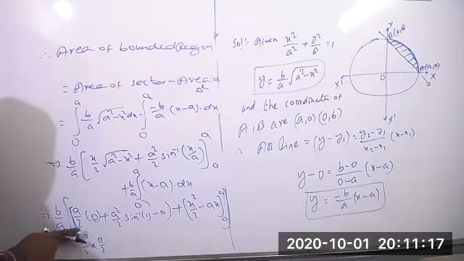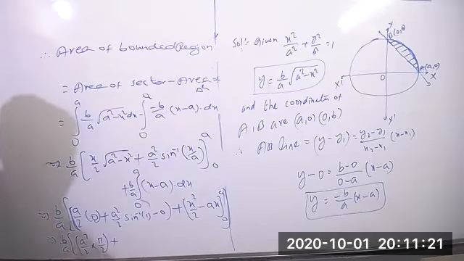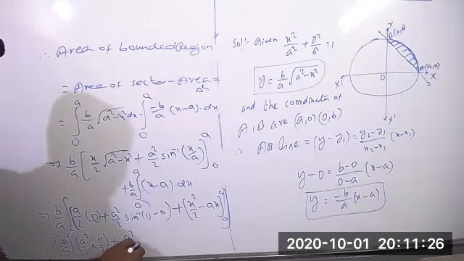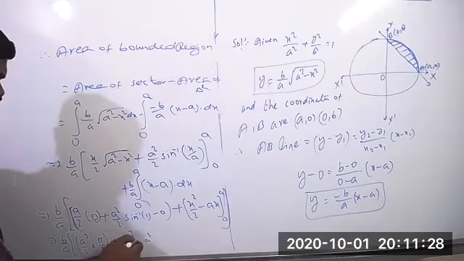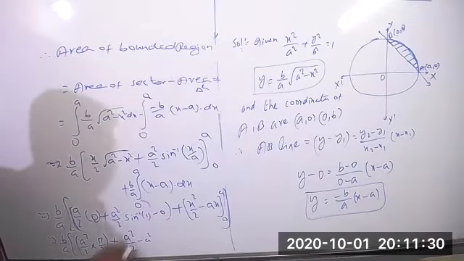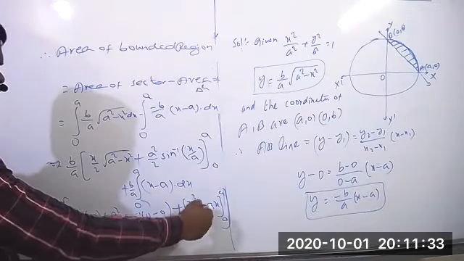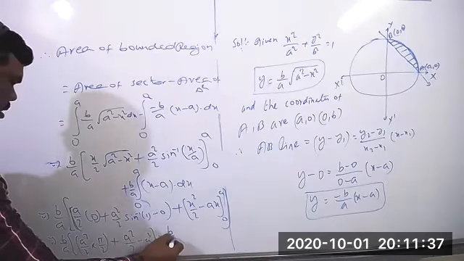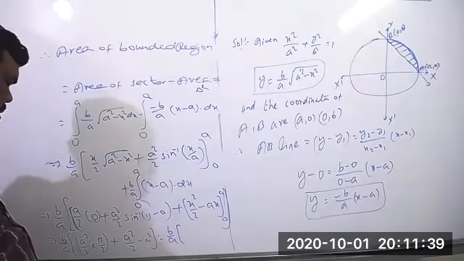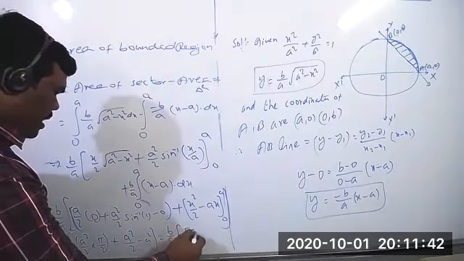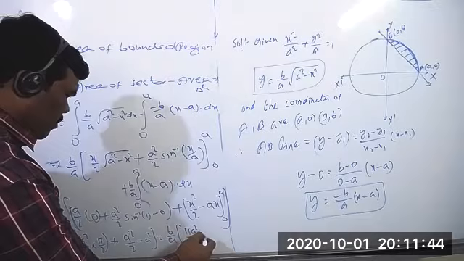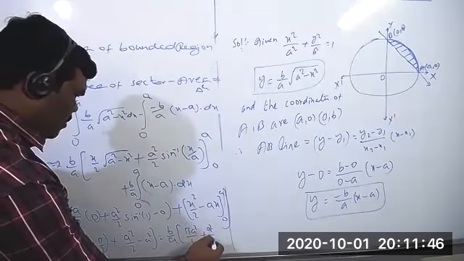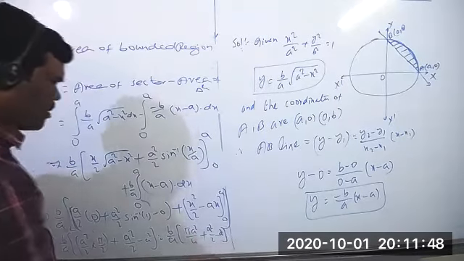pi by 2, plus upper limit minus lower limit. Here also we get a square by 2 minus a square, minus the lower limit clearly 0 by 2 equal to 0, and a into 0 equal to 0. So this is only remaining now. You can simplify that: b by a into pi a square by 4 plus a square by 2 minus a square.